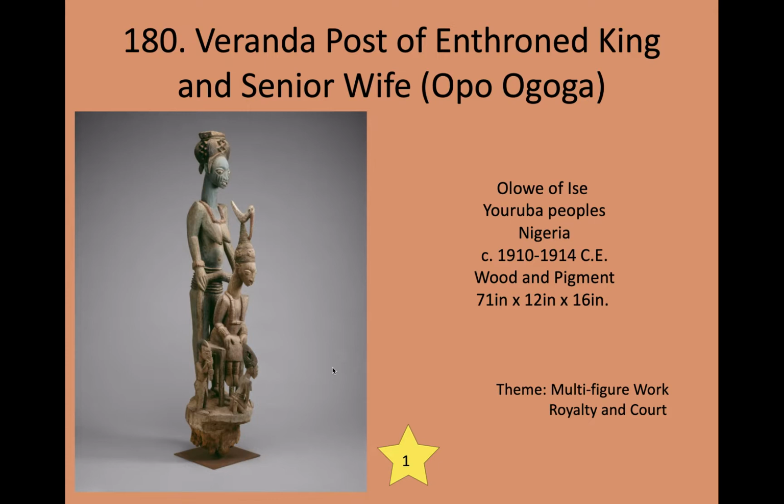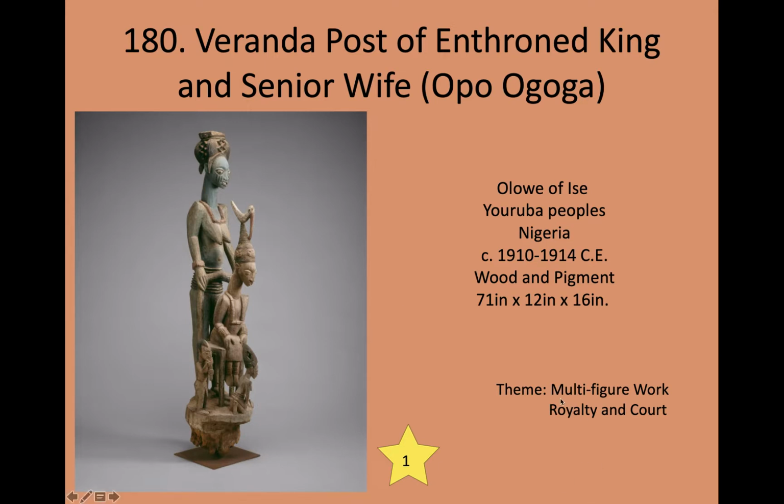It's interesting that we look at what we have here, and we have to examine the title too. So I'm working my way down through Oluwe of Ise, Yoruba people. This was completed between 1910 and 1914, and we know this because of where it came from. We'll talk about that in a second. Wood and pigment, it's wood, it's painted, 71 inches high, that's tall, right? 6 feet, okay? And 12 inches wide, from her shoulder to her other shoulder, and then 16 inches deep from her back to the front.